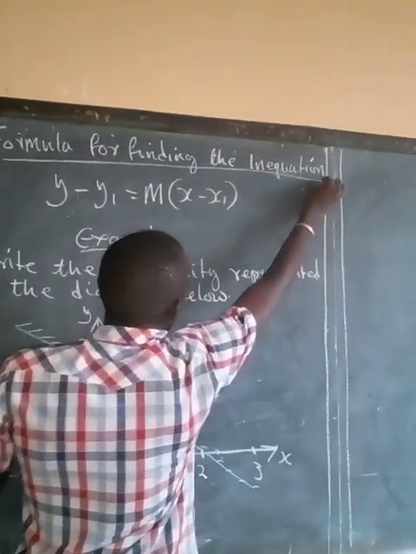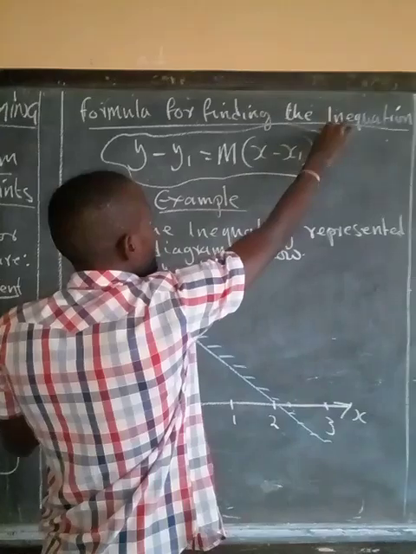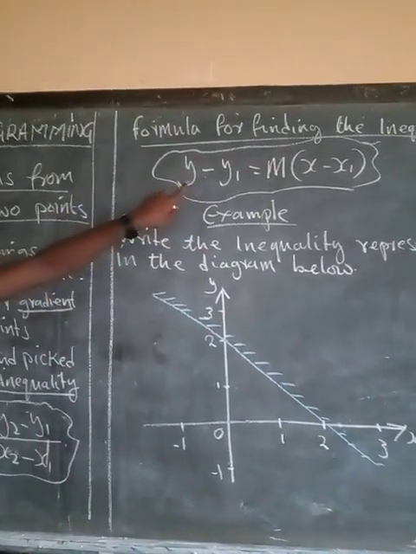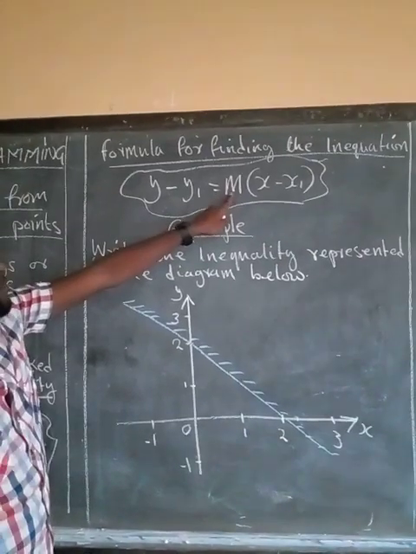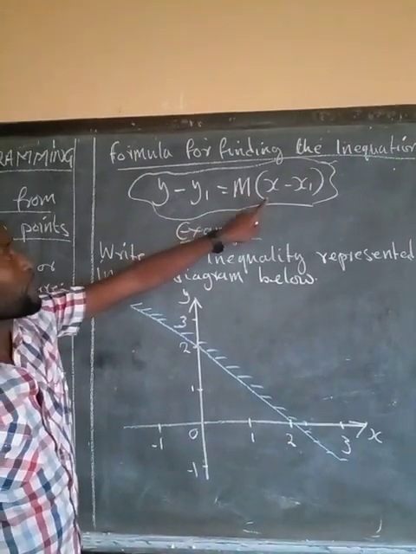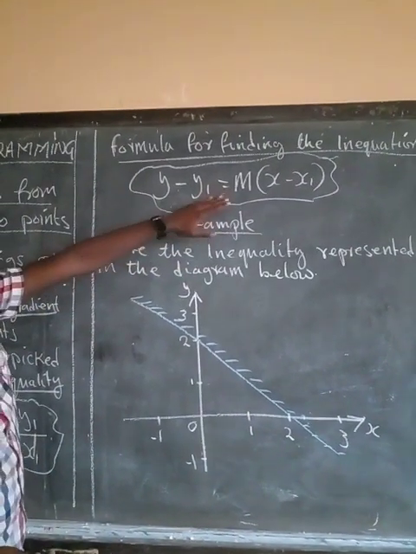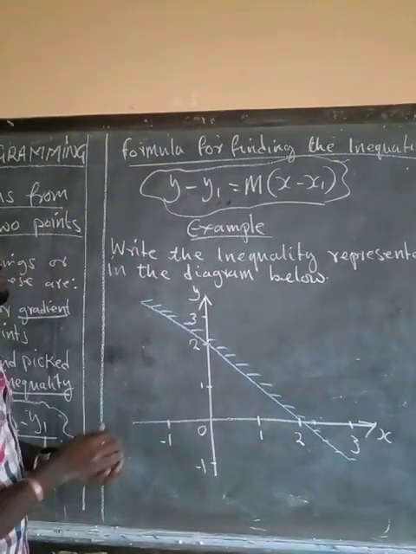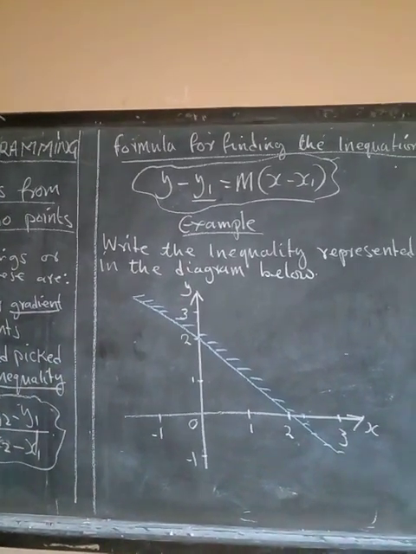Let's now look at another important formula, which is the formula for finding the equation. The formula is right here. It says y minus y1 is equal to m, where m stands for gradient, multiplied by x minus x1. Here, the only thing that you need to understand is that y1 and x1 come from the picked points, since we said to pick 2 points.